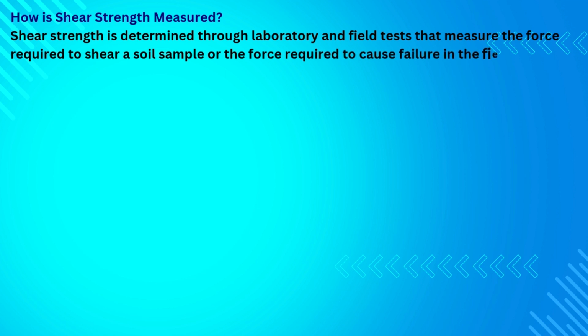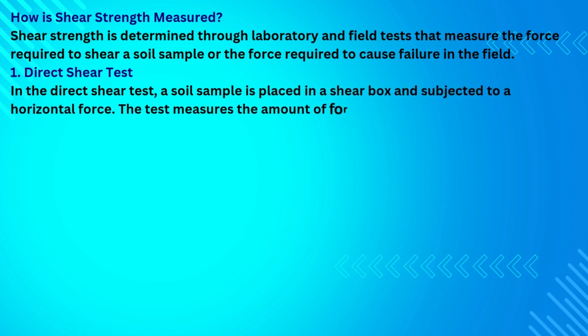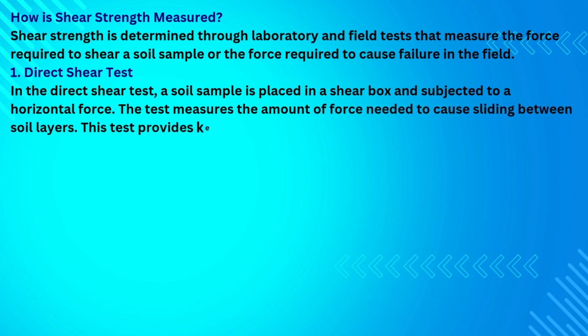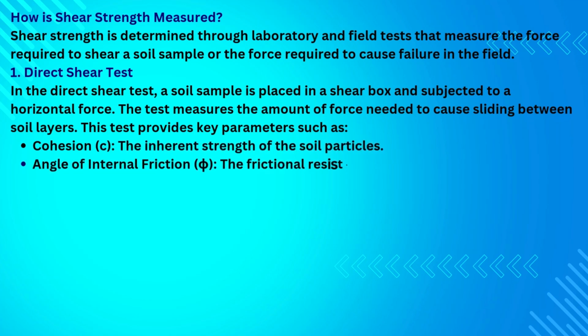1. Direct shear test. In the direct shear test, a soil sample is placed in a shear box and subjected to a horizontal force. The test measures the amount of force needed to cause sliding between soil layers. This test provides key parameters such as cohesion, c, the inherent strength of the soil particles, and angle of internal friction, phi, the frictional resistance between soil particles.